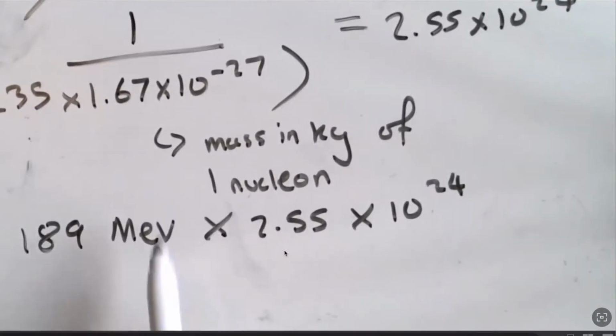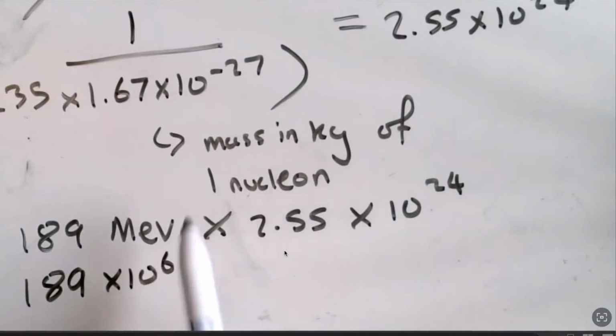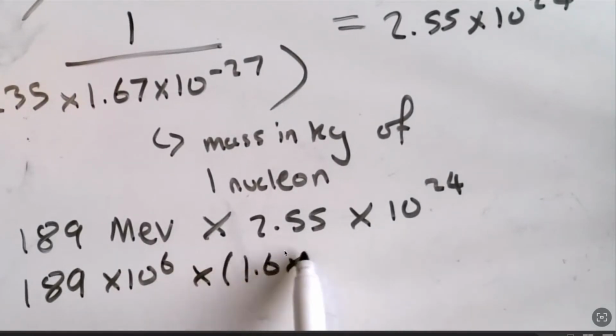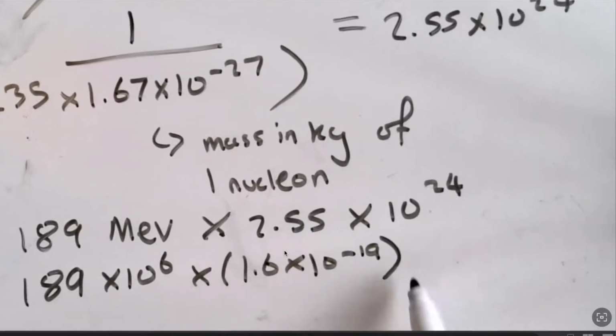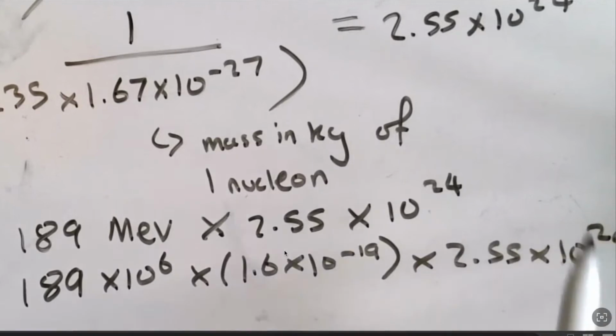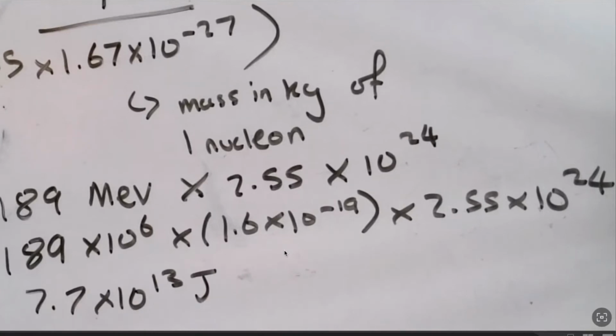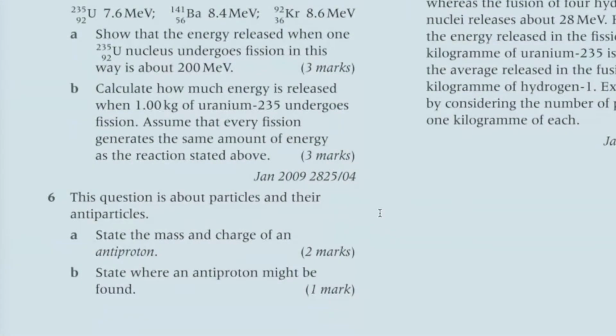Okay, and if we want it in joules, times 10 to the 6 times 1.6 times 10 to the minus 19 times 2.55 times 10 to the 24. Okay, and that will give you 7.7 times 10 to the 13 joules. Hopefully that made sense. I'm going to move on to question 6 now.